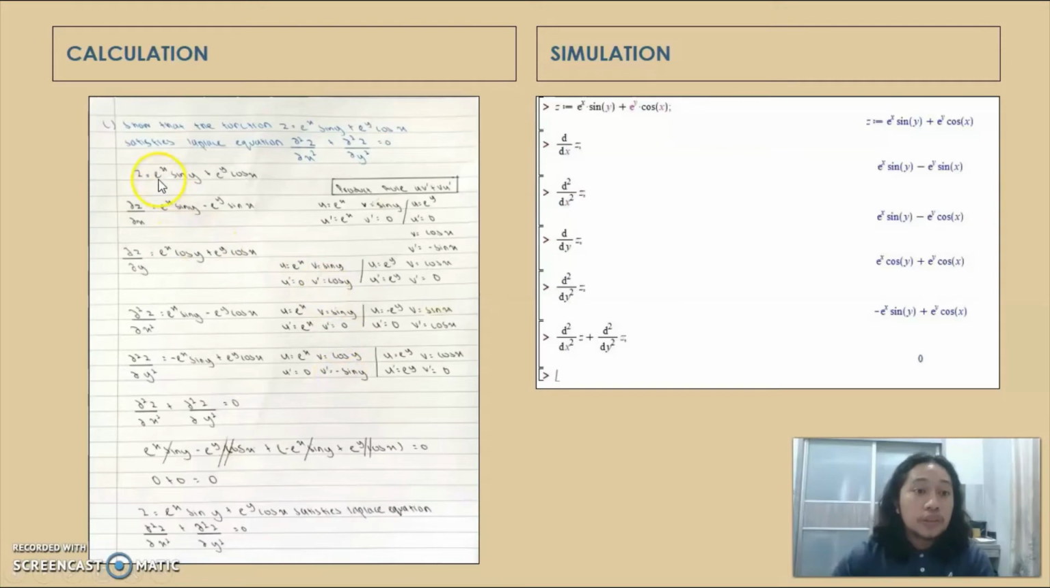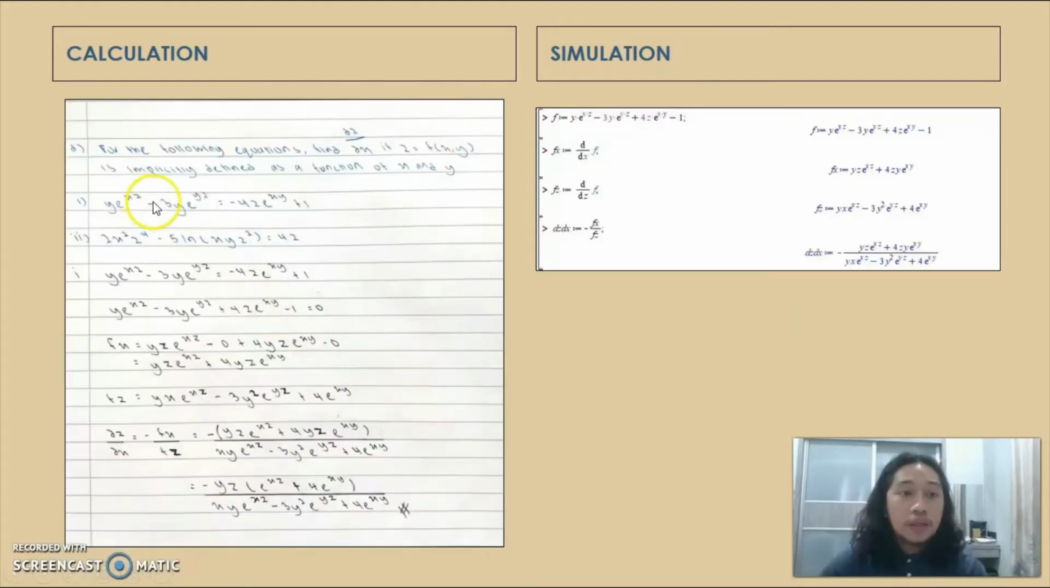Okay, next for question 2c. For this question we need to show that the function satisfies the Laplace equation, which is equal to 0. This is the second order partial derivative. First we need to differentiate the function against x and y. So here we need to use the product rule. And then we do the second differentiation also against x and y, and then we can prove that the answer is equal to 0. So we can see that we got the same answer for calculation and simulation.